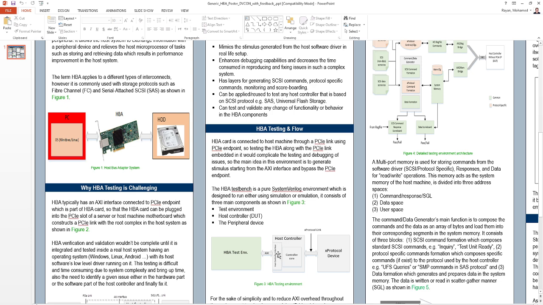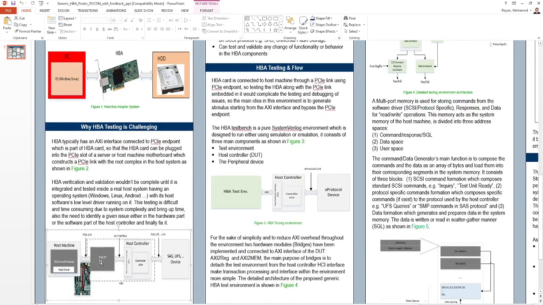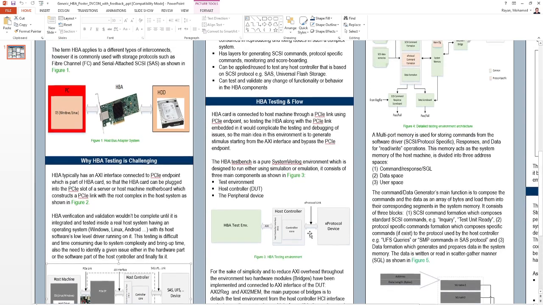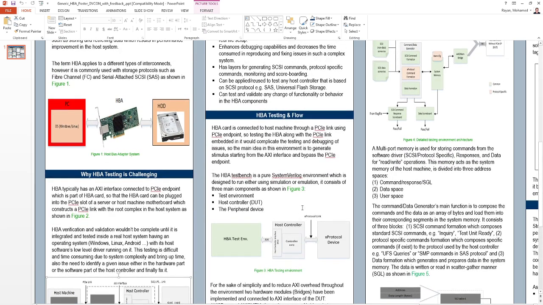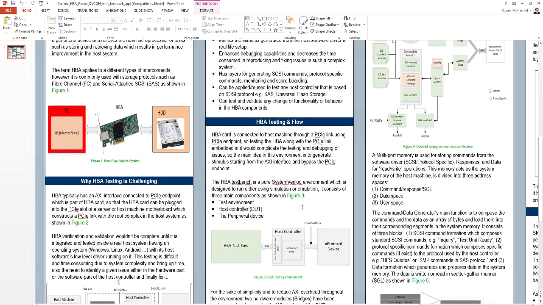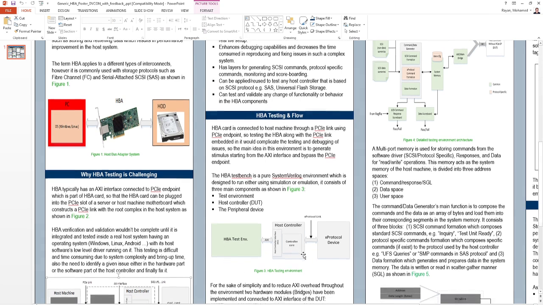So we consider that the host controller has an exit interface connected to a PCIe endpoint. We decided to test the host controller without the presence of this PCIe endpoint, which simplifies things, because having a PCIe link in such a test bench would complicate the testing and debugging of the issue. So the main idea is to generate the stimulus starting from the exit interface and bypass the PCIe endpoint.